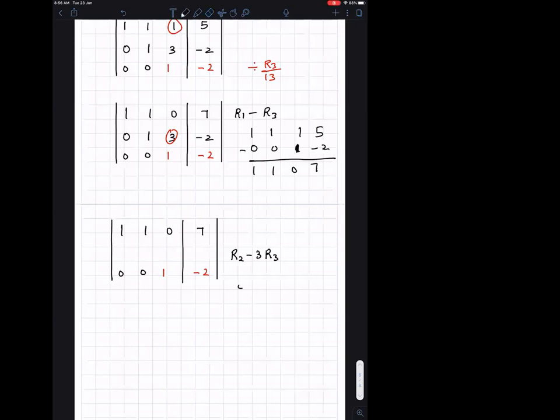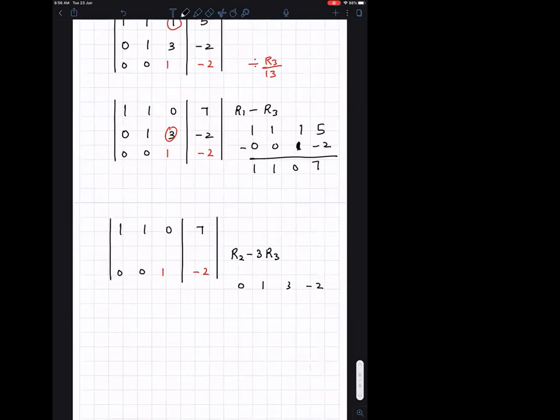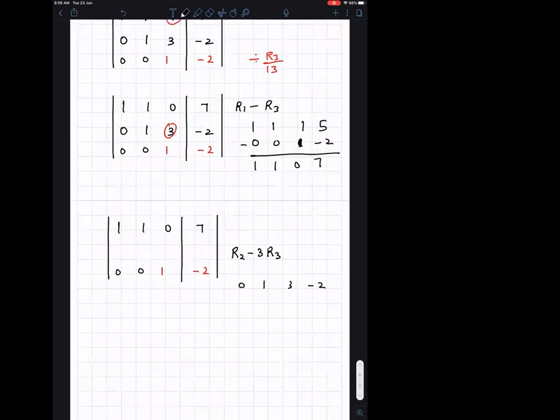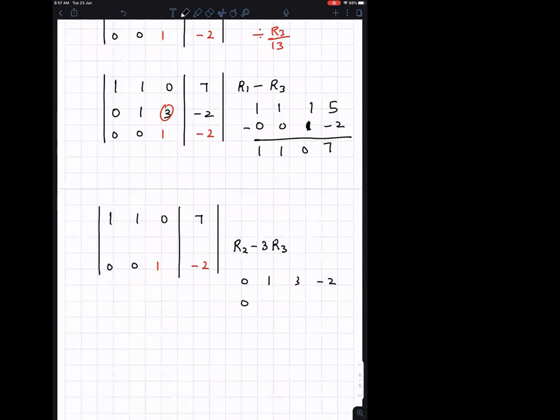R2 is 0 1 and 3 minus 2. Row 3 times 3 is 0 0 3 minus 6. If you subtract, 0 1 0, minus 2 minus minus 6 is minus 2 plus 6, which is 4. So 0 1 0 4.